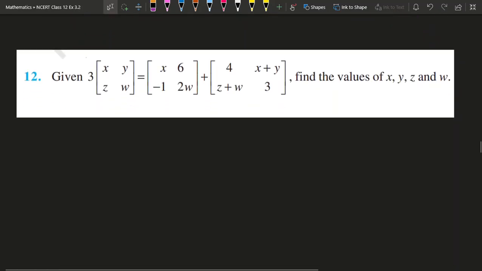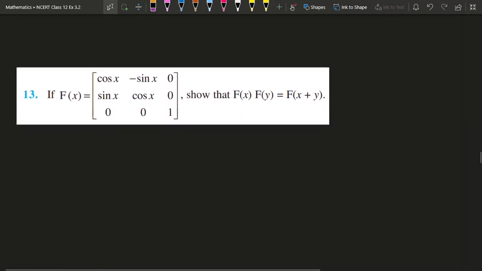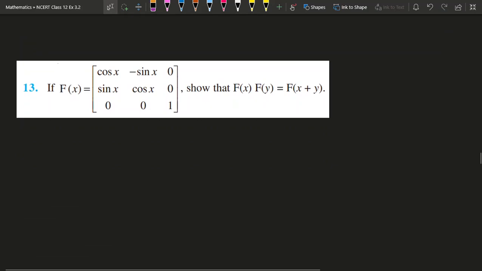Let's continue. Problem number 12 is quite similar to the ones that we have been discussing till now. So you can take it as an exercise, maybe take a screenshot, and let's just get moving forward. Here we have a really interesting problem. This notation f of x represents a matrix that is full of functions, and we have to show that if you multiply f of x and f of y, that results in the matrix f of x plus y.